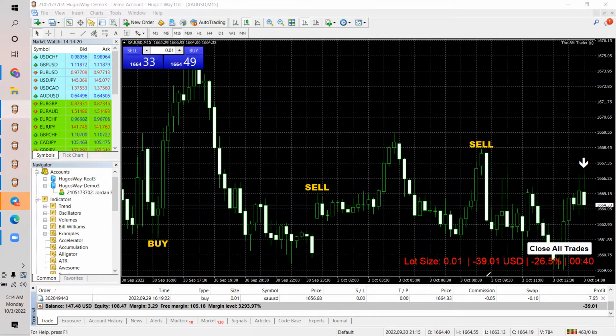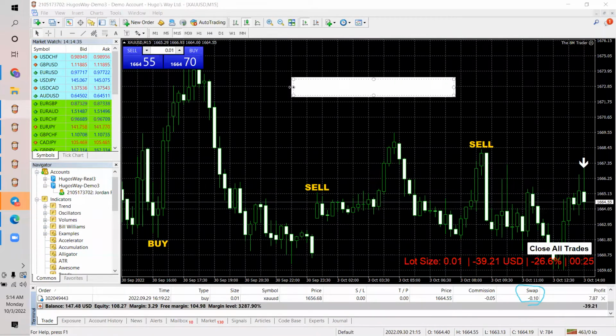Now, as far as what else we want to look out for, we also want to pay attention to this number right here. It is called the swap fees. Now, the swap fees, or let's all write this down. The swap fees are fees. We've got about 18 seconds before that candle closes.